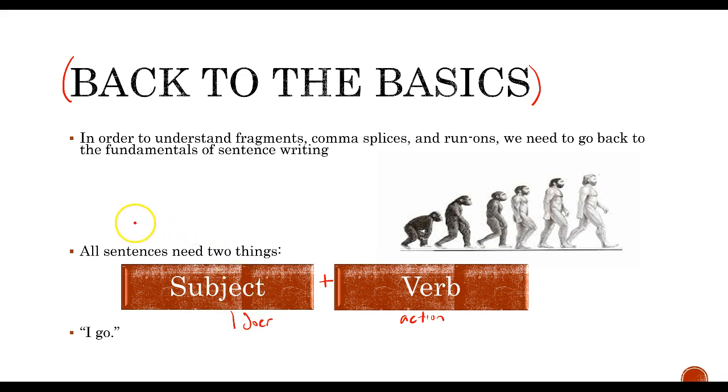The most basic sentence you could have is something like this. I go. Here we have a subject, I, and a verb, go. That's actually not the most basic sentence we have. There's an even more basic sentence than that. Just go, period. Go is the verb.